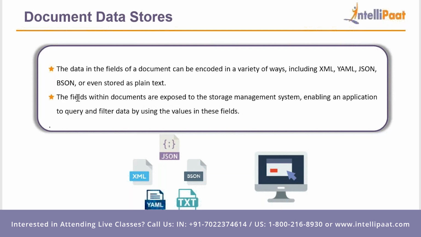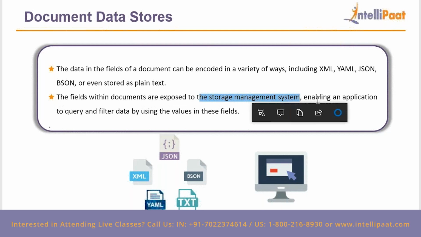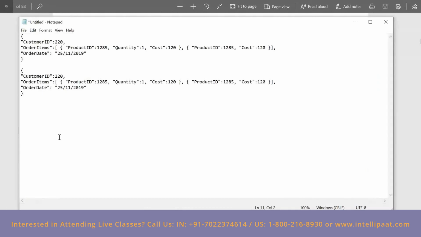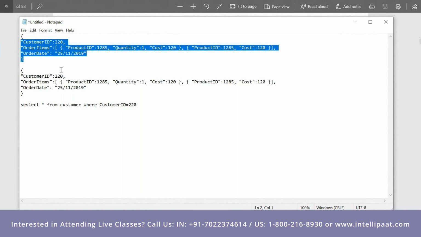The fields within the documents are exposed to the storage management system, enabling an application to query and filter by using the values in these fields. When you do a query, suppose we write select star from this collection, where the item name is customer, say c, where customer id is 220. This is exactly like SQL, because we will be choosing the SQL API. But when you see the product, it will show you the data in this JSON format. It won't show in any tabular format for you.